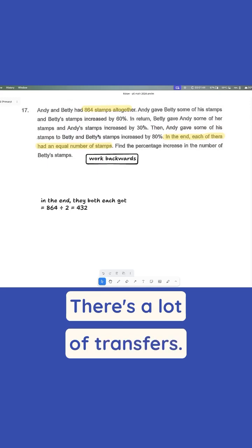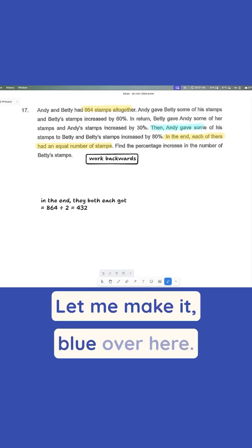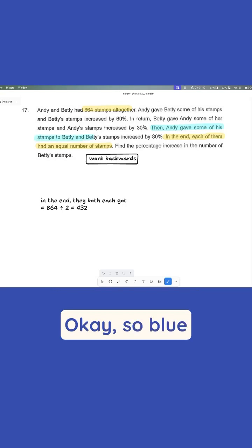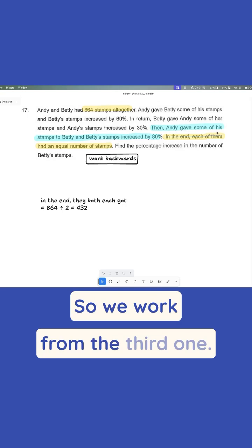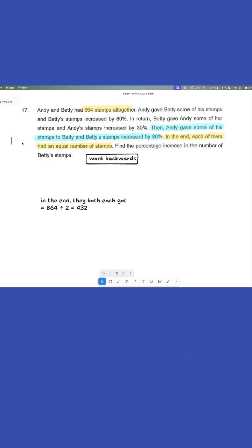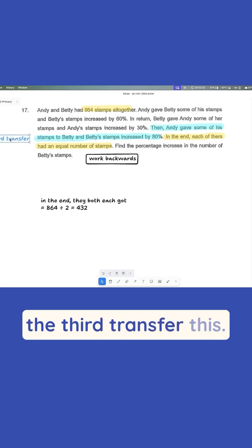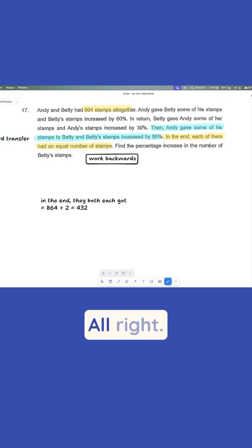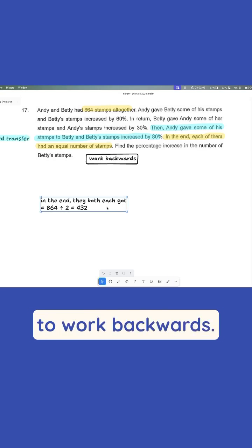There are a lot of transfers, so we'll start with the first one. Let me make it blue. There are 3 transfers: the first, second, and third. So we work from the third one. I'm going to write here, third transfer. We're going to work backwards.